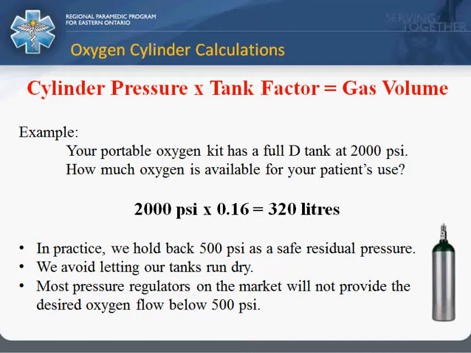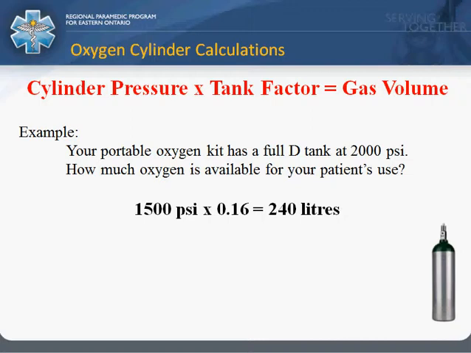And then item number 3, most pressure regulators on the market will not provide the desired oxygen flow rate if the tank goes below 500 pounds. And that number varies from manufacturer to manufacturer. But on average, 500 pounds is about the number that's the basement that the pressure regulator manufacturer wants you to go. Below that, they cannot guarantee that you're getting the desired oxygen flow that you think you are. So 3 good reasons why we should not let our tanks go below 500 pounds.